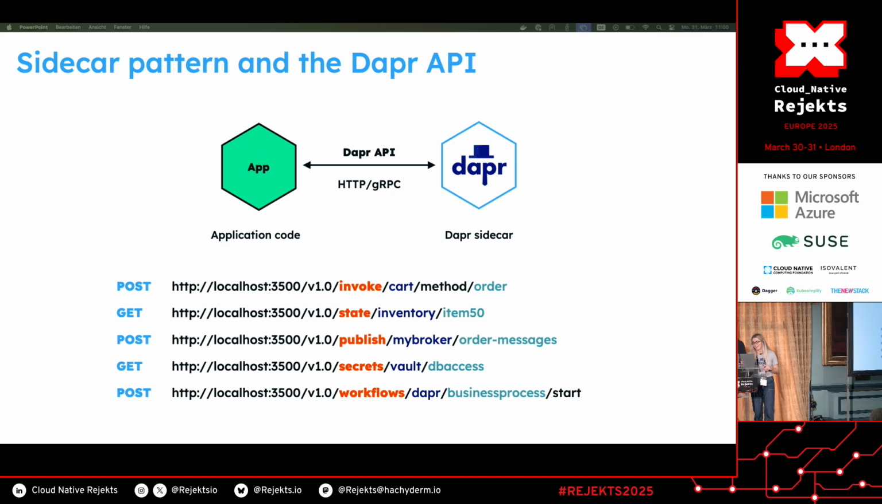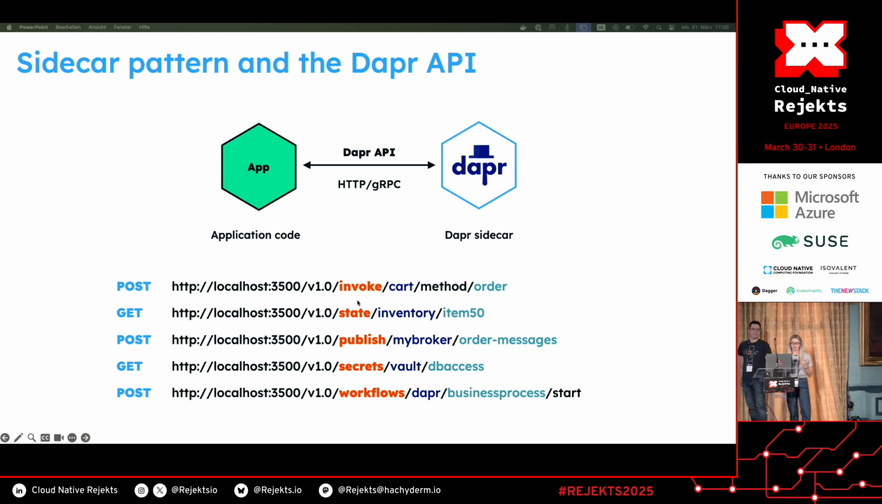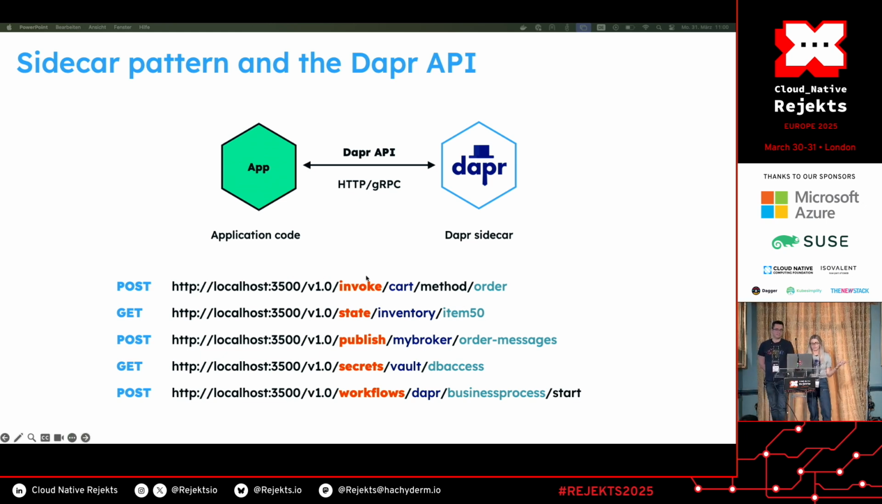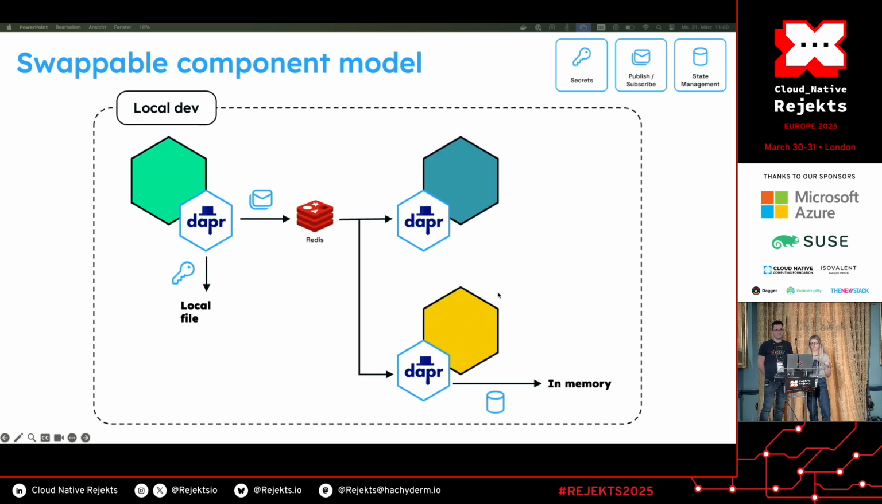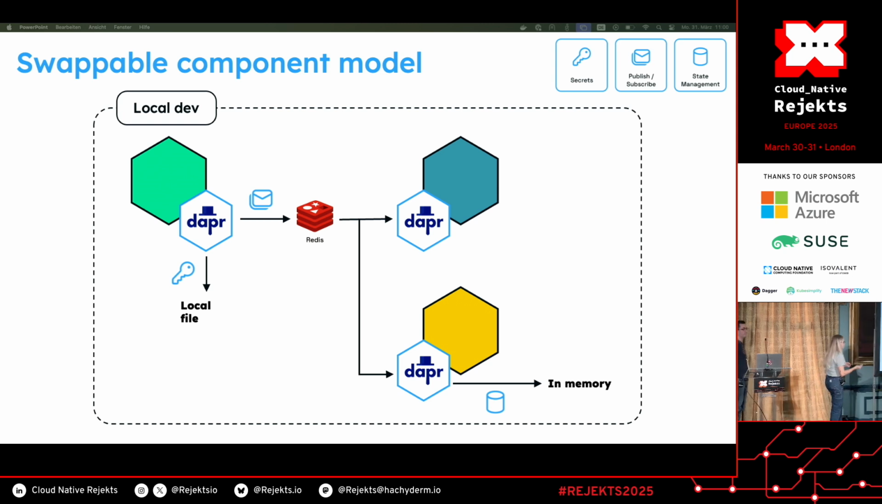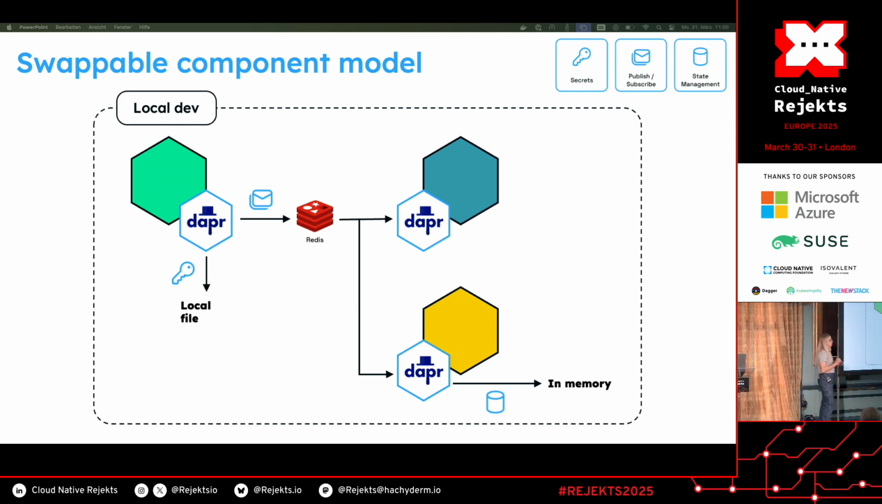That's okay. So if you were going to reach out to one of these APIs, for example the service invocation one, you could use the invoke endpoint, and then in this case, call the cart service on the method order. And Dapr will do the service discovery and the invocation for you. This makes swapping the underlying implementations of the infrastructure super, super easy.